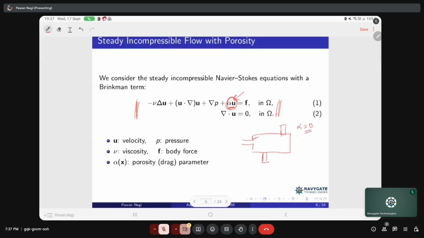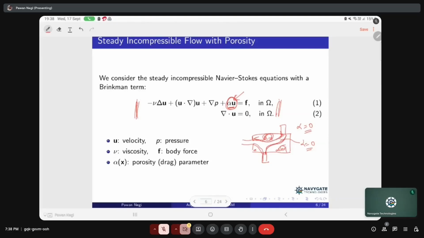That means the flow can go anywhere, but ultimately this alpha, as it evolves, makes it something like this, where alpha is equal to 0 where flow is allowed, and alpha is equal to 1 in these zones. The alpha values are evolved with time in these zones, so that we get alpha equal to 1 in these zones, and we get a structure something like this. This particular method is used in topology optimization.